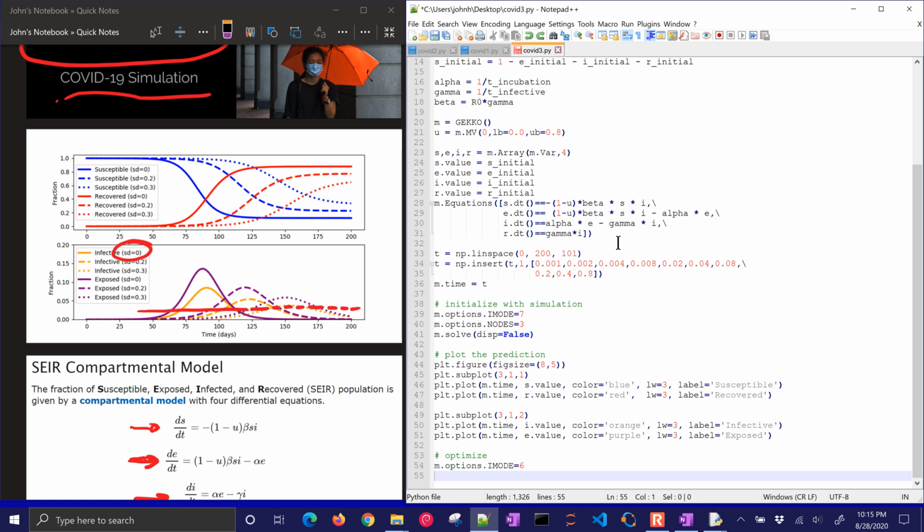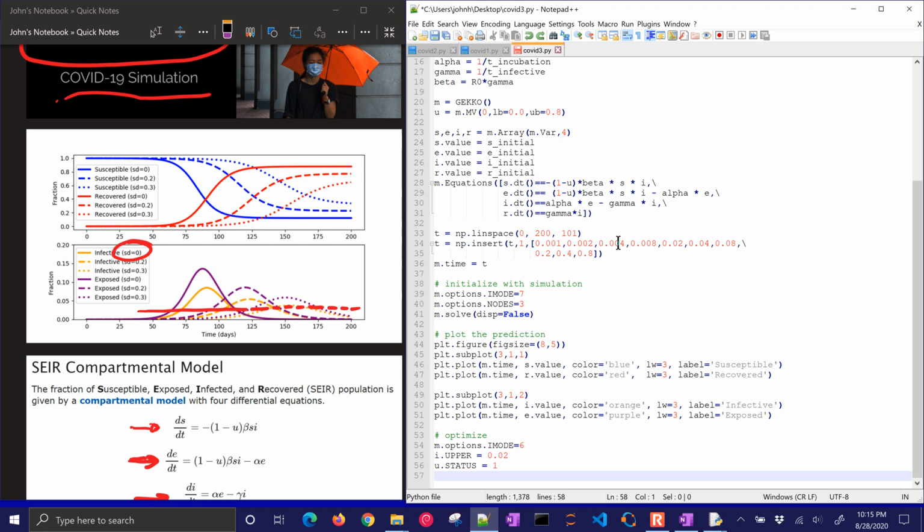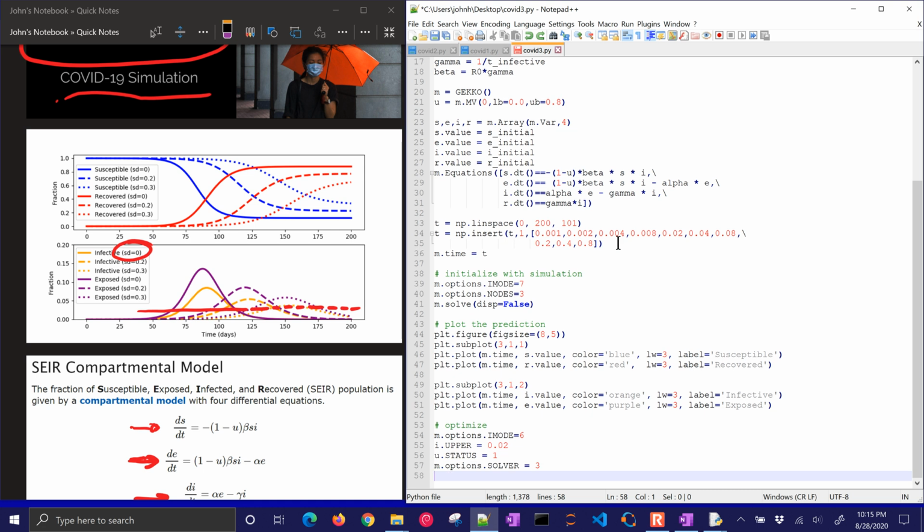All right, I'm going to switch to a dynamic optimization mode, which is IMODE 6. I'm going to set an upper value of 0.02. So the infectives, I don't want those to go above 2% of the population in order to maintain capacity in the healthcare system.